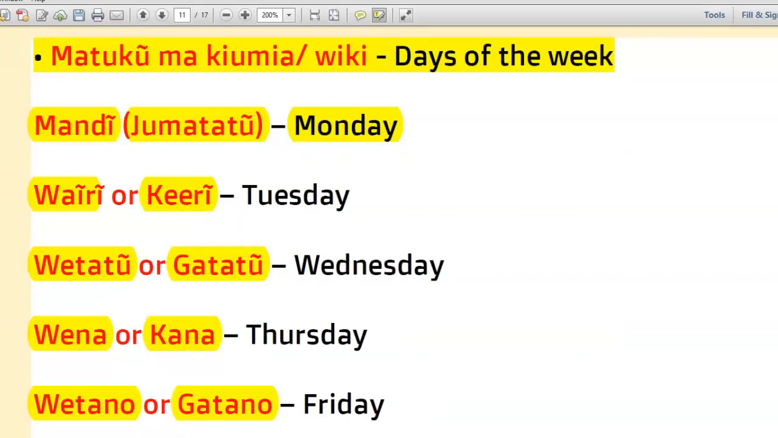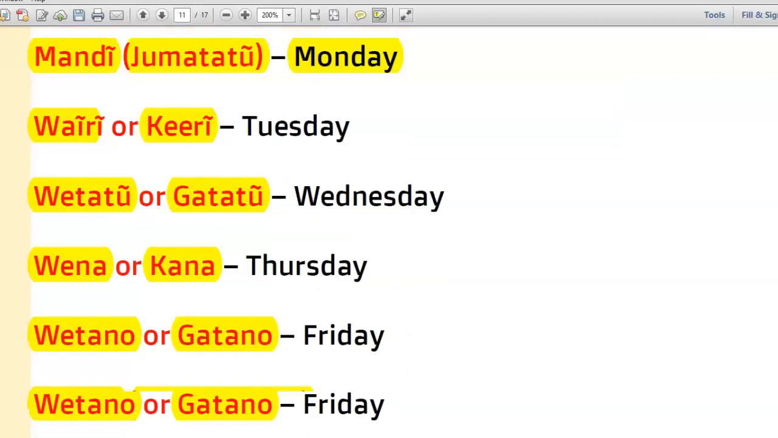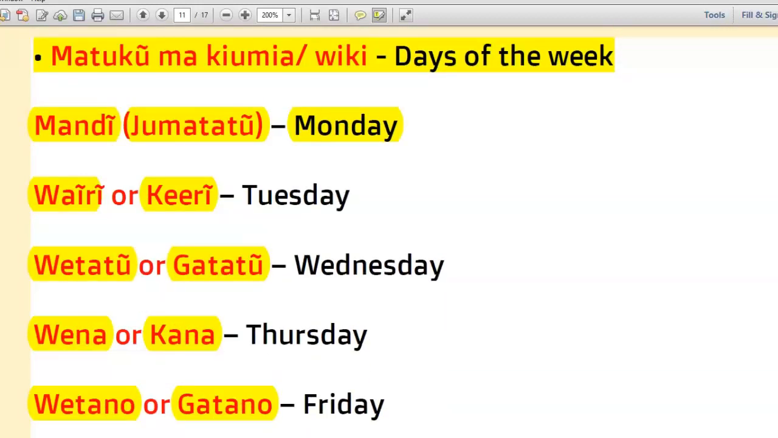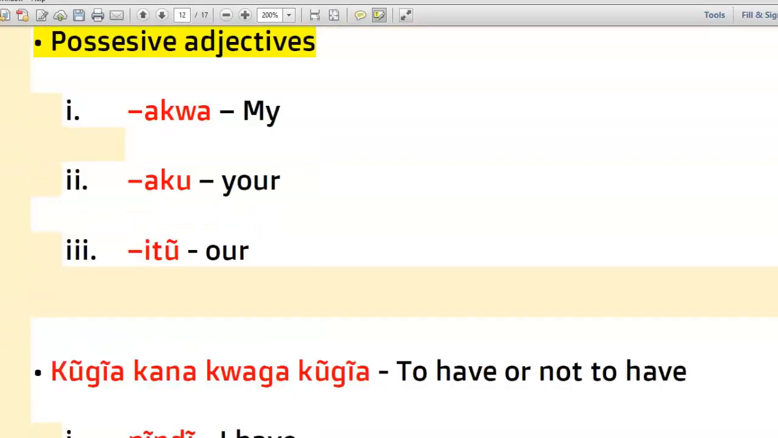Last lesson we looked at the days of the week and we understood that there is marĩ, waĩrĩ, wetatũ, wena, and wetano, or Jumatatu, kerĩ, gatatũ, kana, gatano, Jumamothi, and Kiumia. That's the days of the week.